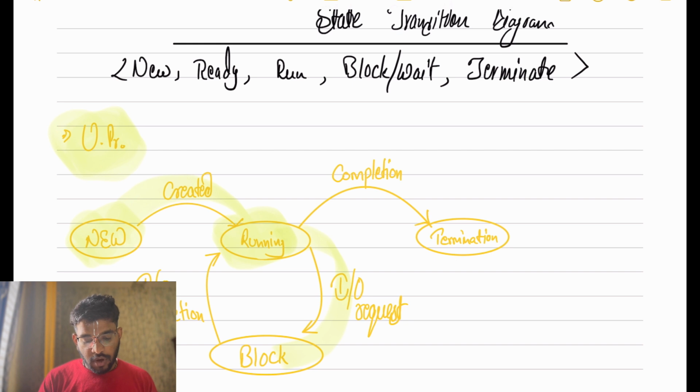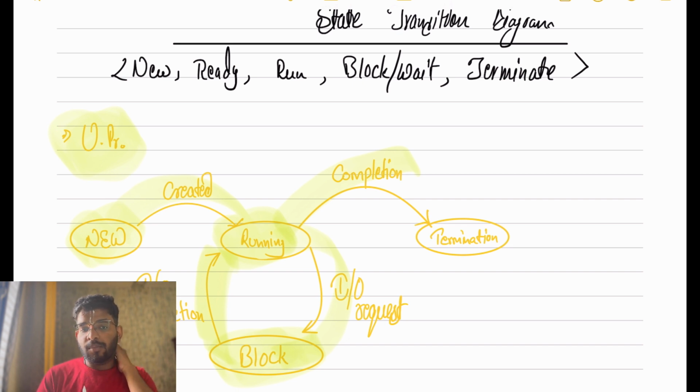Then that program can go for IO operations. IO operations happen in the block state, and after IO completion, the program can execute again, run on the CPU, and then terminate. So basically, there are only four states for a uniprogrammed operating system. New, when a process is created. When a process is created, it is directly moved onto the CPU, as it can only contain one process, and that running process can go for completion if it does not need IO, and if it needs IO, then that process can go into the block state.